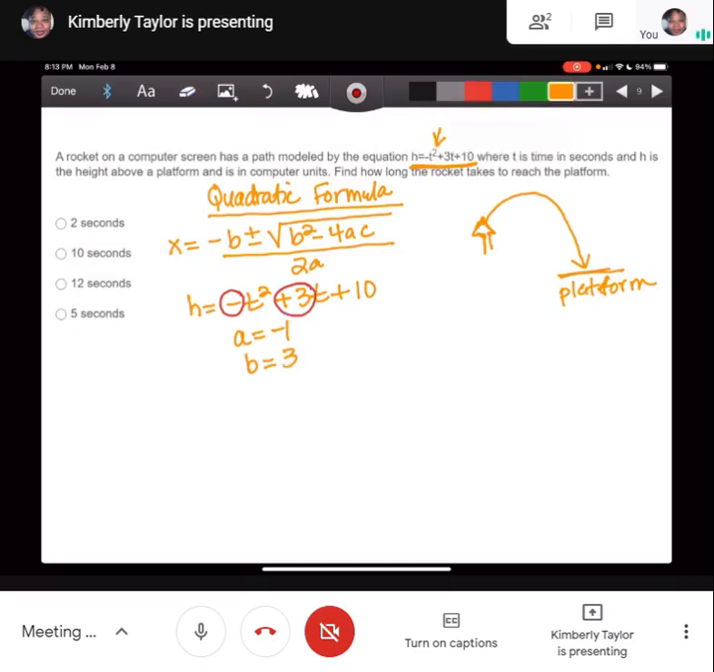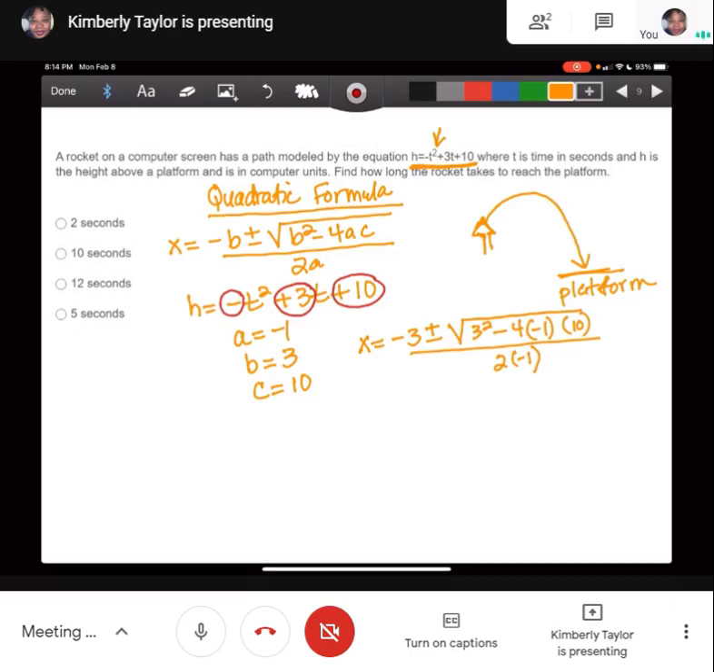Okay. And then c is going to be the constant. In this case, it is 10. So now that you have identified your letters, you can plug it into your formula. So x equals negative b, which is 3, plus or minus the square root of b squared, which is 3 squared, minus 4a, negative 1, c, 10, all over 2 times a, which is 2 times negative 1.